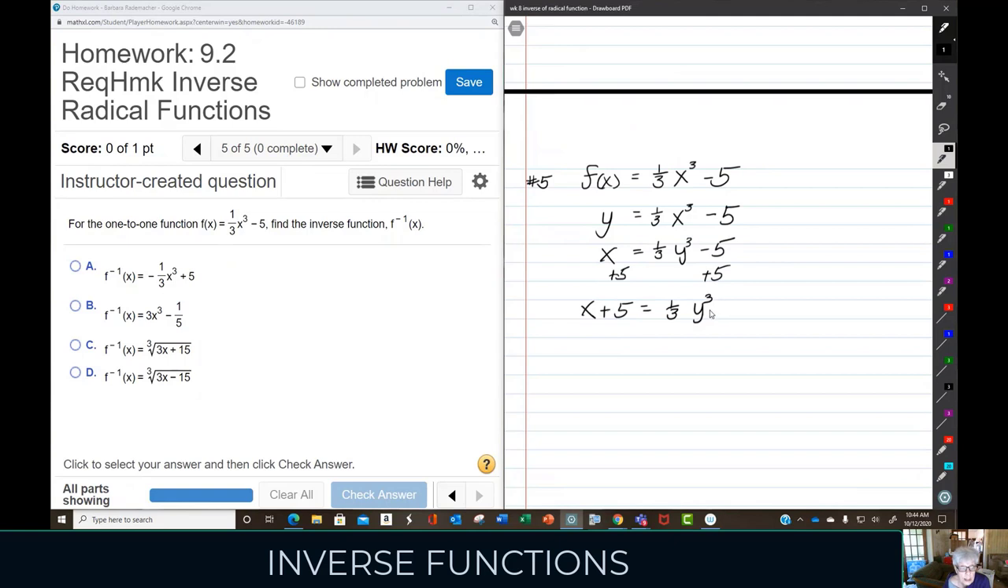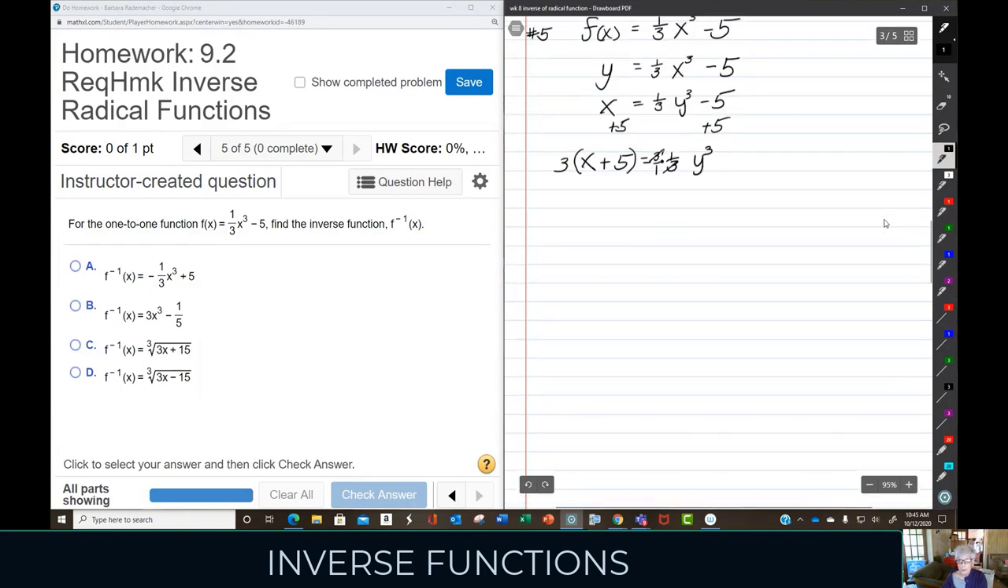Okay, now I want to, let's see what they're doing. I have to get rid of the 1/3. I know how to get rid of fractions. If I multiply 1/3 by 3, in the form of a fraction, then the 3s will cancel. But I have to do the same thing over there. I have to multiply the other side of the equation by 3. So, I will take the 3 and multiply it by x and multiply it by 5, so I have 3x plus 15 equals y to the third.